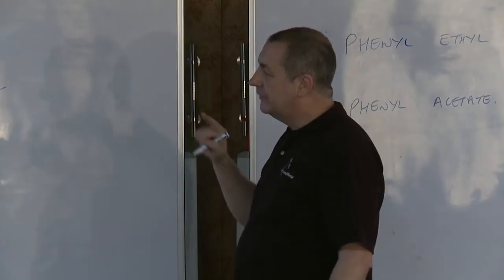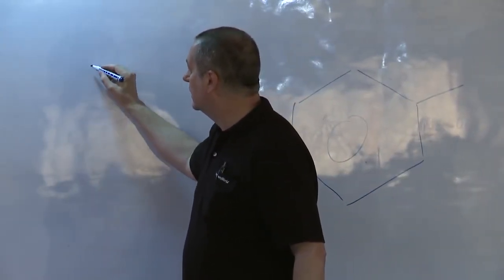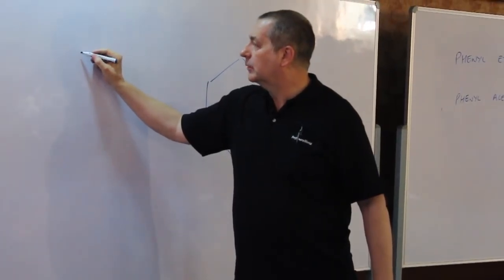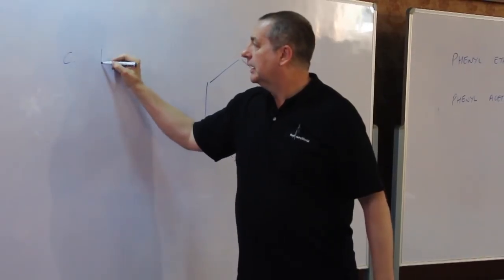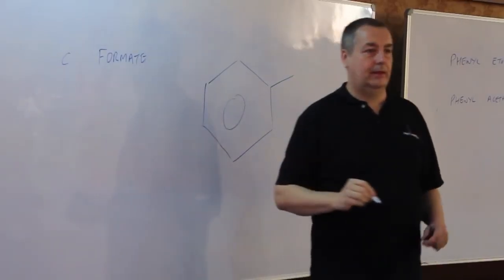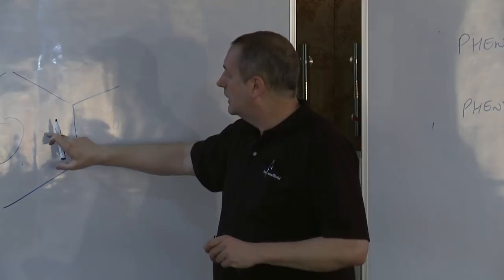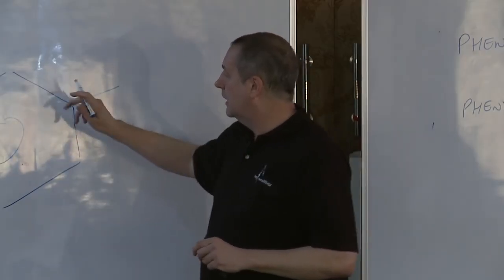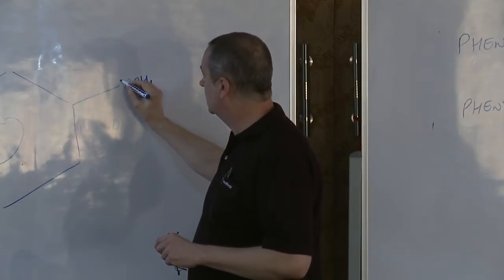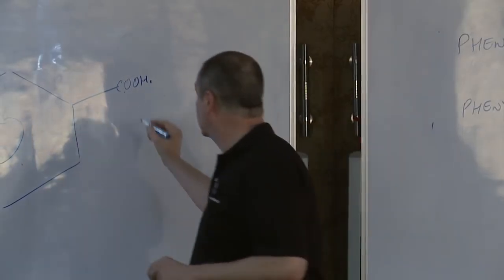And if it's a straight chain with one carbon, it's a formate. HCOOH, that's from the acid. Benzyl formate, something like that. I'm actually not sure that's quite correct.